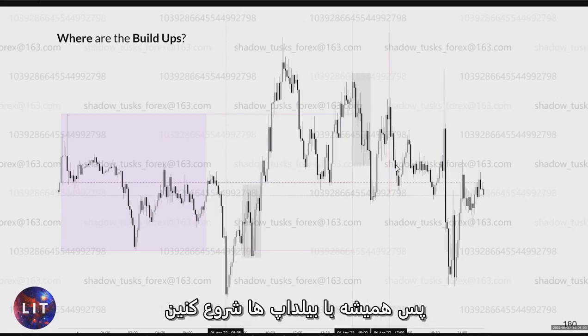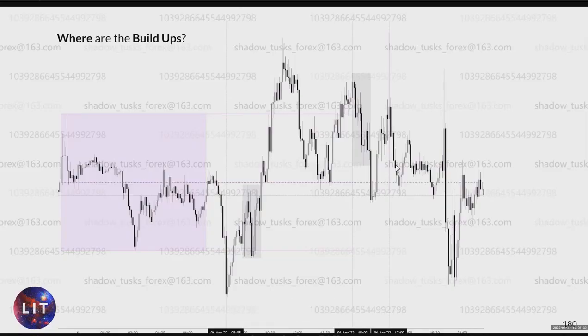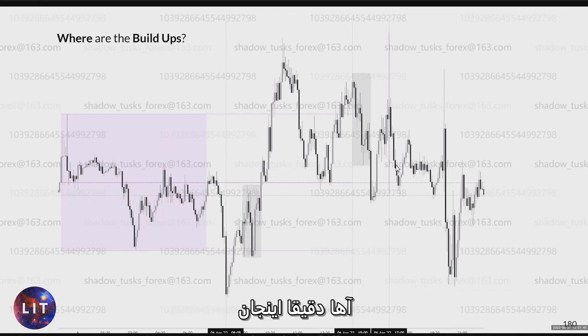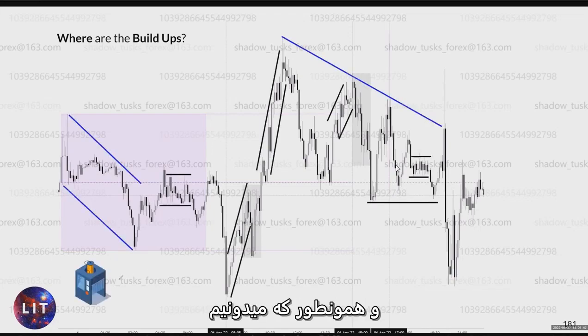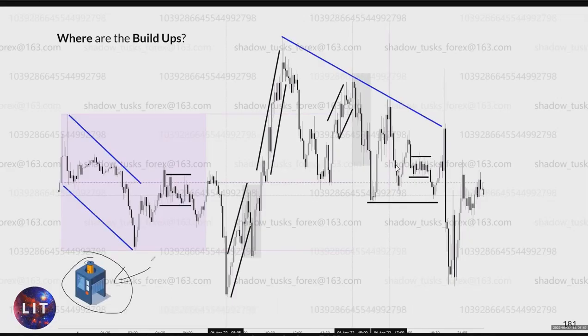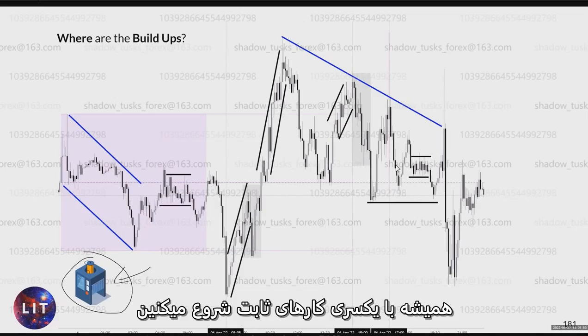So always start with the build-ups: channel build-ups, trend build-ups, whatever else, like the sideways build-ups, equal highs, equal lows, all that stuff. That's all you need. Those are the best ones there are, right? So let's bring some light into the tunnel. Where are the build-ups? Boom, right here. And as we know, first the simplicity approach, boom, right there. We always start with the same stuff.